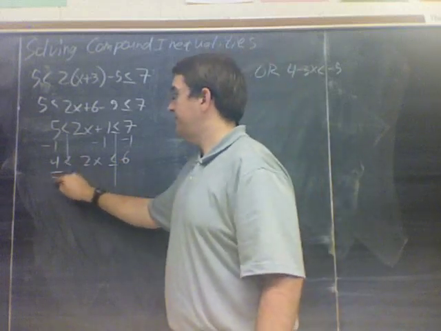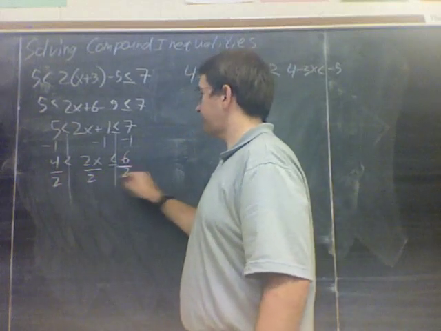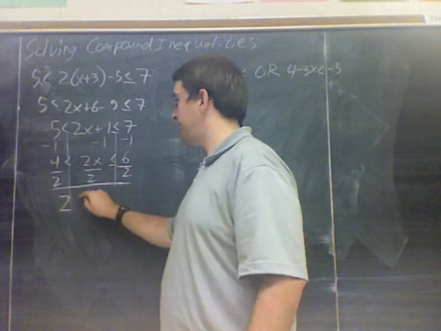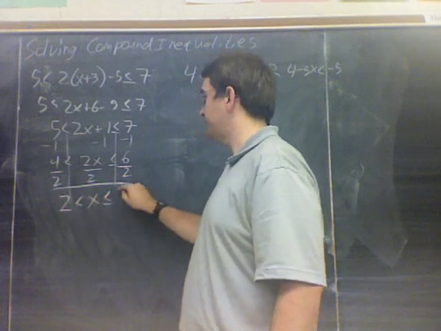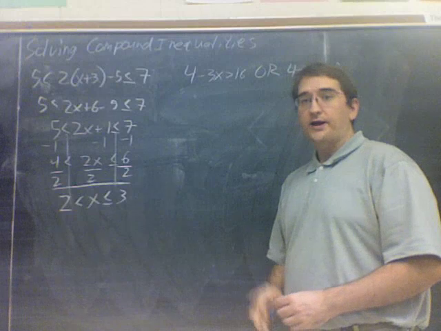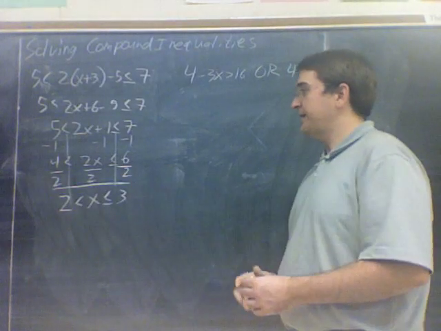Then I divide everything by 2, and I get 2 is less than x, which is less than or equal to 3. I could have kept them separate, but I can keep them together and solve it maybe a little bit more efficiently.